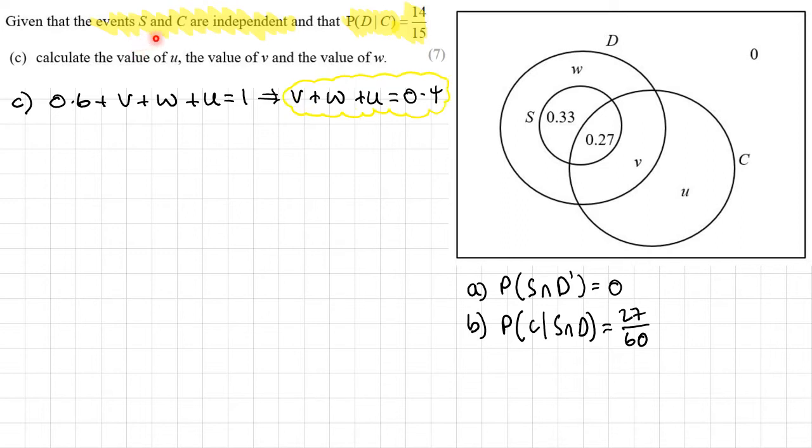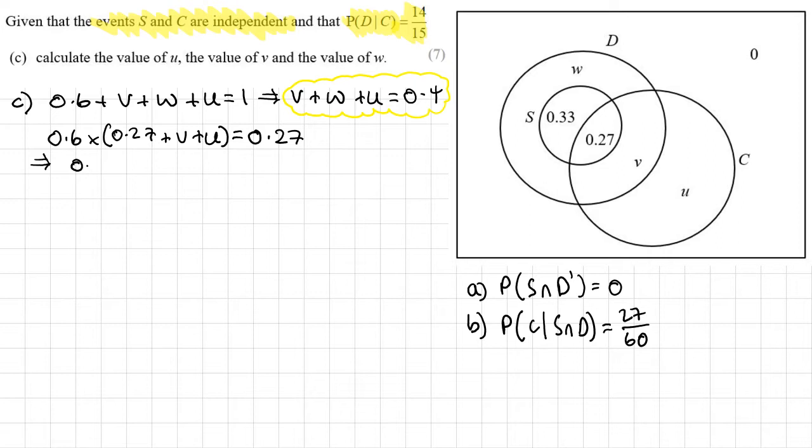Then I'll use this extra information here. The events S and C are independent. So if S and C are independent, that means the probability of S, which is 0.6, times by the probability of C. Now C is going to be 0.27 plus V plus U, and that is equal to the overlap of those two, which is 0.27. So let's tidy that up a bit. 0.6 times by 0.27 will give me 0.162.